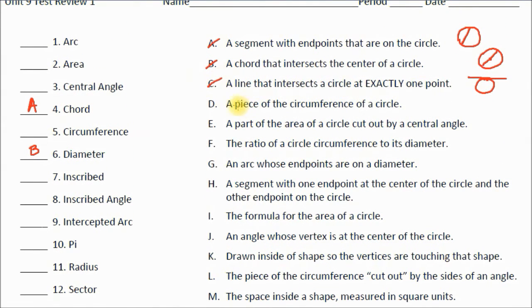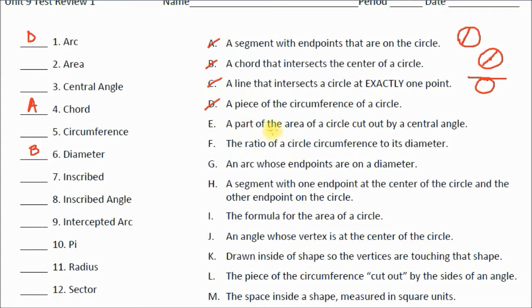Letter D. A piece of the circumference of a circle. Now this one could be a little bit tricky because in the definitions we have arc, which I know is the piece of a circumference, and then we have intercepted arc, which is also a piece of the circumference, but this is a specific type of arc, whereas the general piece of a circumference of a circle is just an arc. So we're going to label that one as a D.